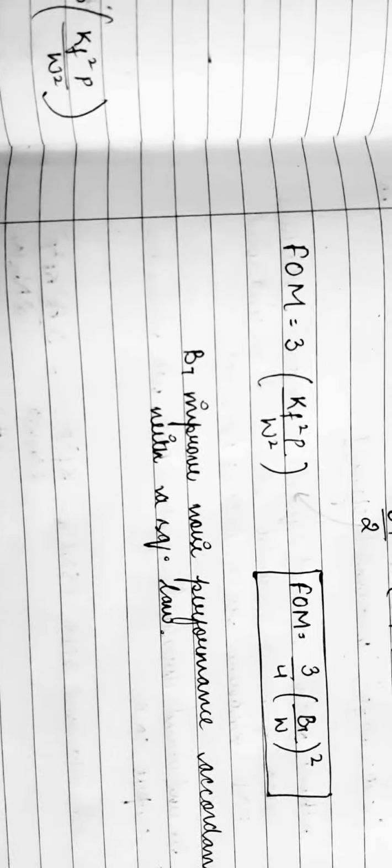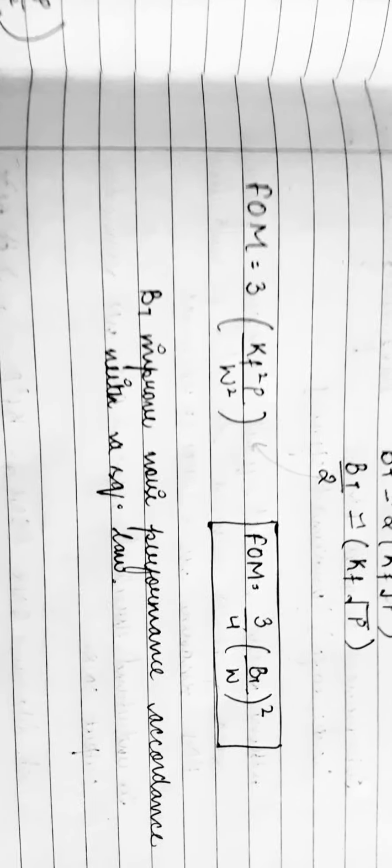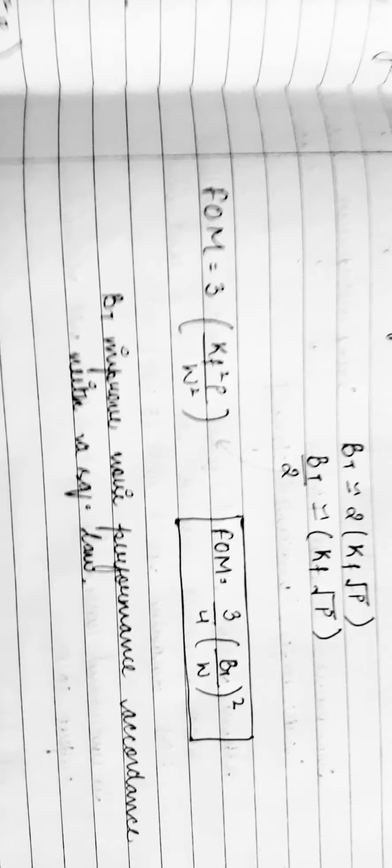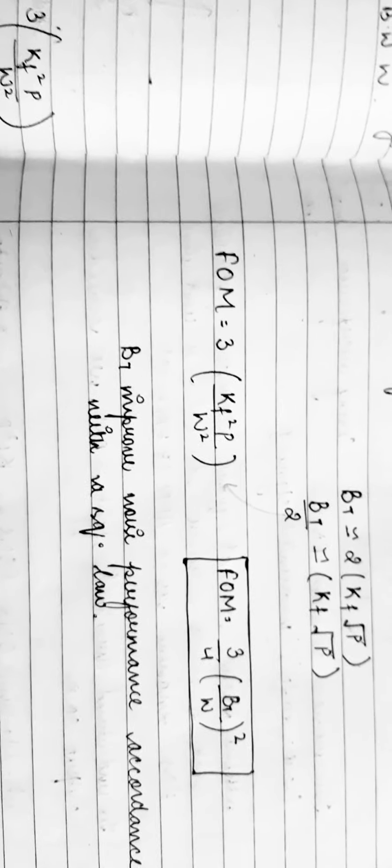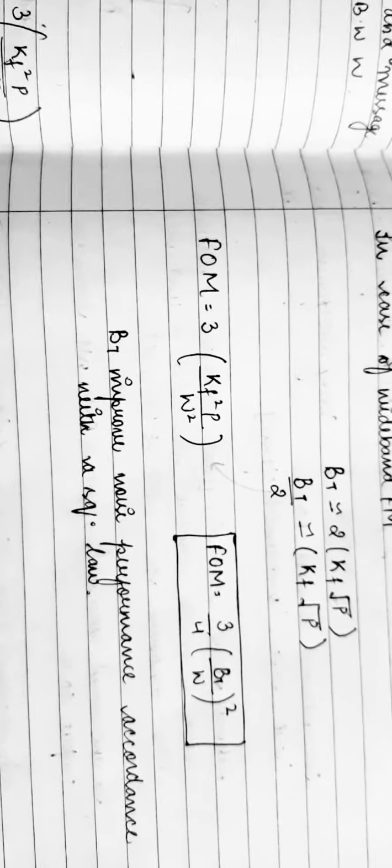Now from here we conclude that any increase in transmission bandwidth gives a corresponding increase in the signal to noise ratio with respect to the reference signal to noise ratio, which further improves the noise performance.